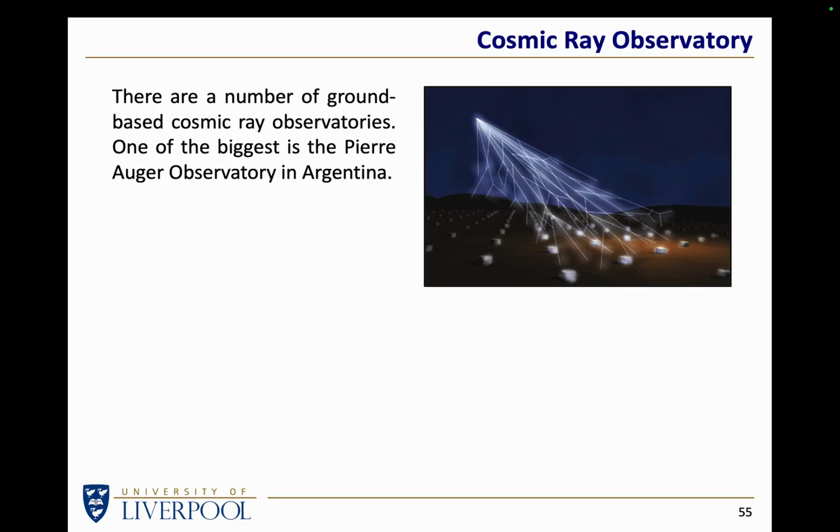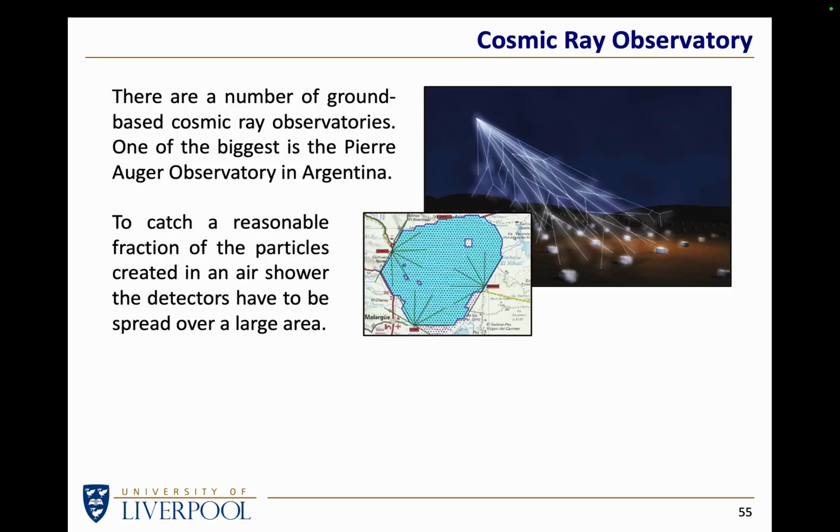What do we do at ground level? Well, there are a number of observatories for cosmic rays around the world. One of the largest is the Pierre Auger Observatory in Argentina. And again, an artist's impression gives you an indication of what's going on. If a cosmic ray comes in and slams into the Earth's atmosphere, it produces a shower of secondary particles, and there are lots of detectors spread over a large area of ground to try and pick up these secondary particles.